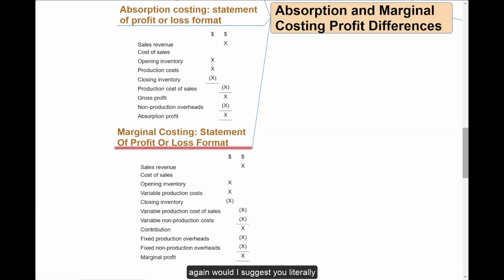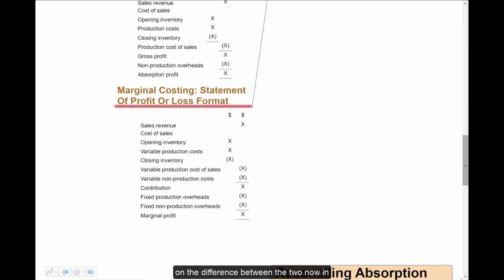Now again, would I suggest you literally learn those formats, those proformas, now? No, I wouldn't. But think about them now. And indeed, when we're doing the questions, and if you're watching my summaries of the questions, my walkthroughs, fix in on questions on this area: absorption costing, marginal costing. This is important, and try and get a fix on the difference between the two.